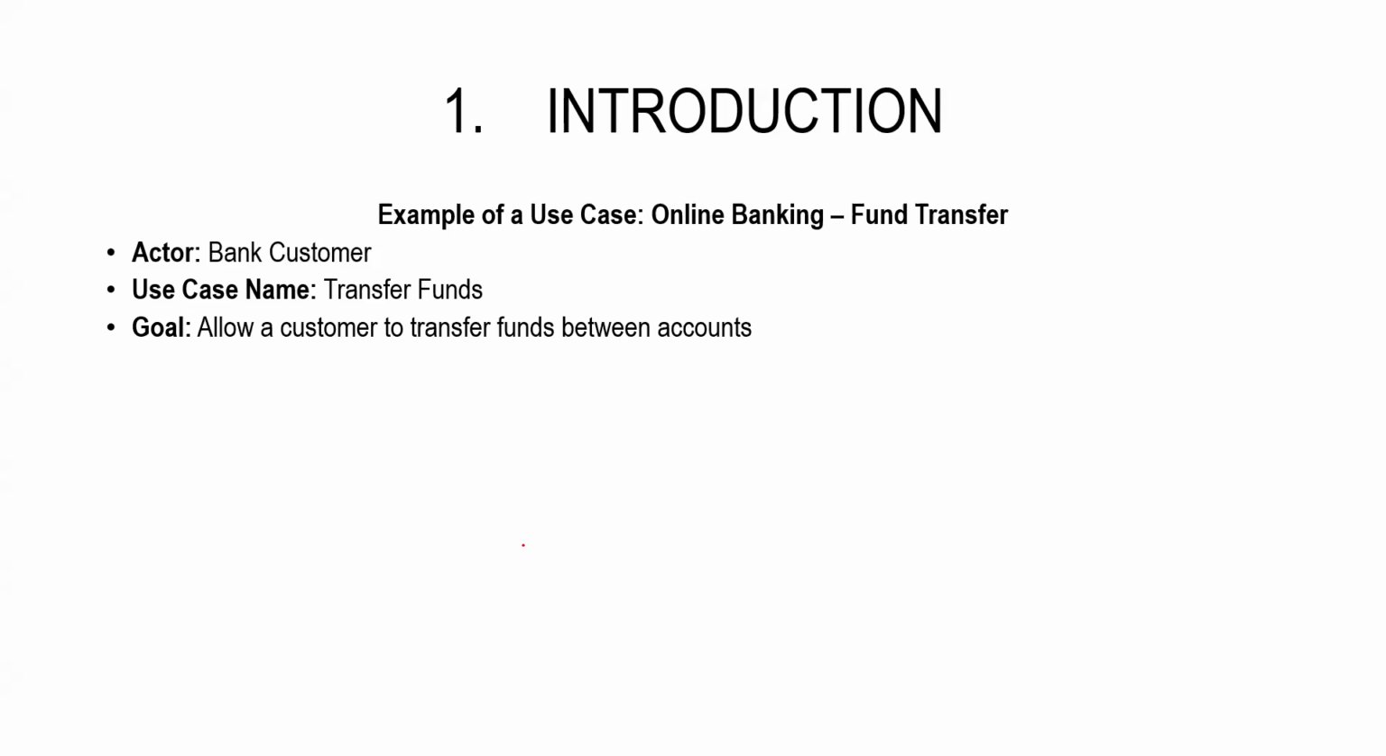What are we trying to achieve? Because for every action that you do, for every interaction that you do with a system, there should be an end goal. And for us, the end goal here is to allow a customer to transfer funds between accounts. So you want a customer to transfer funds from their account to another account.